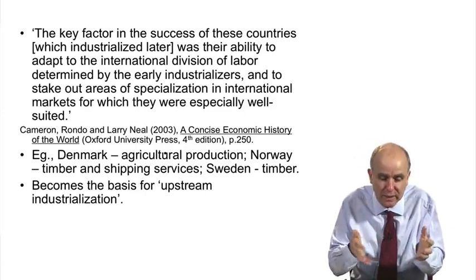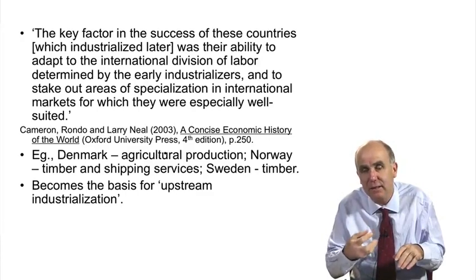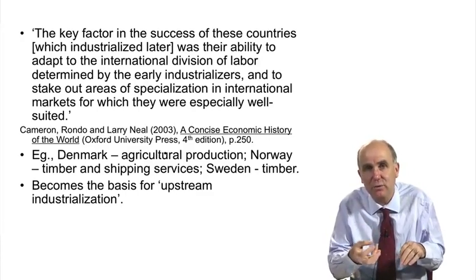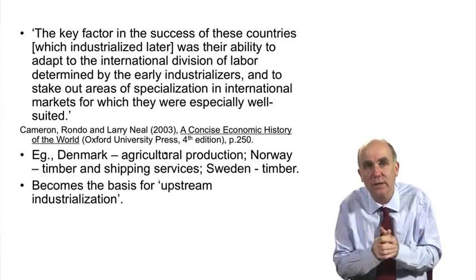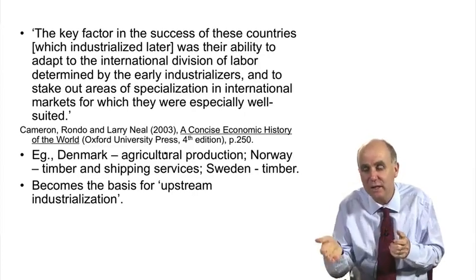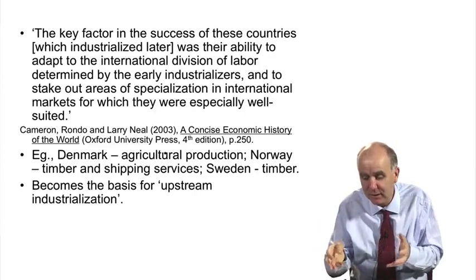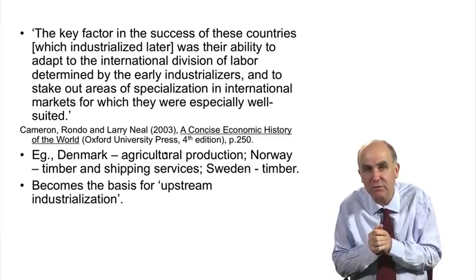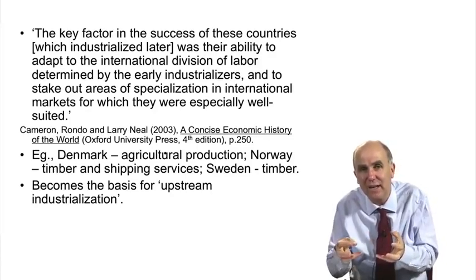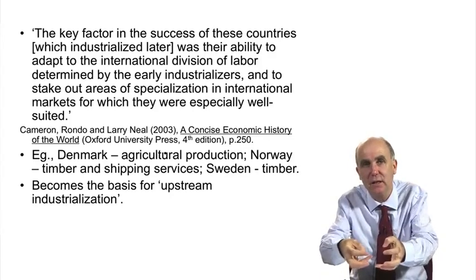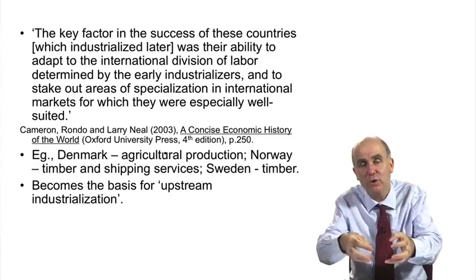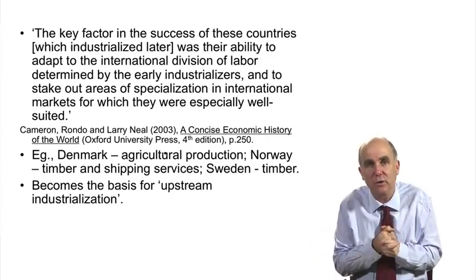And so, for example, you have Denmark becoming in this phase a specialised supplier of agricultural output to those other regions in Europe. Or you have Norway becoming a specialist provider of timber and shipping services, or Sweden, where one area it specialises in is provision of timber. So they're providing some of the basic inputs which are needed for the other countries which are at a higher stage of industrialisation.